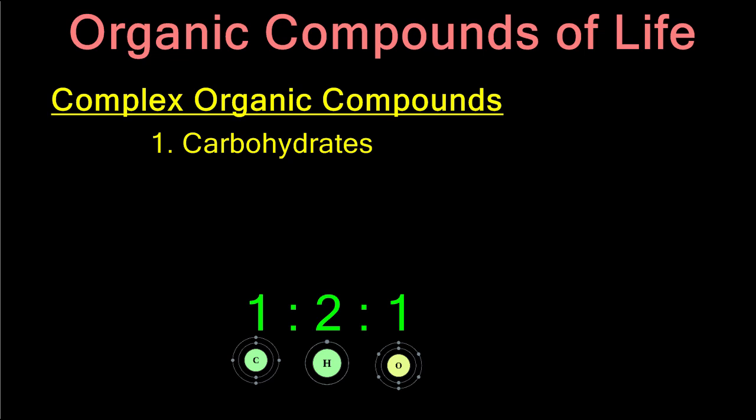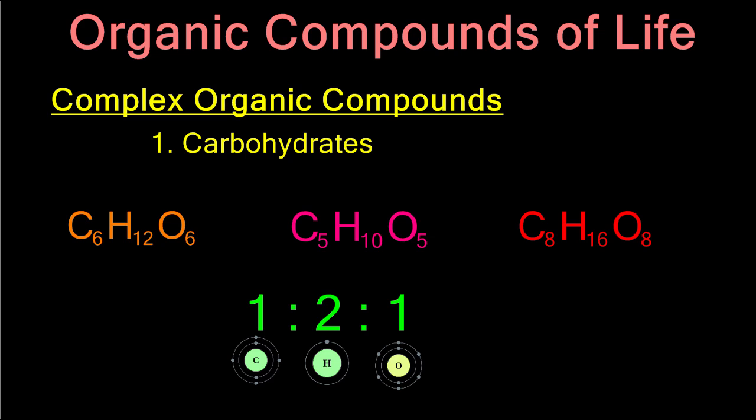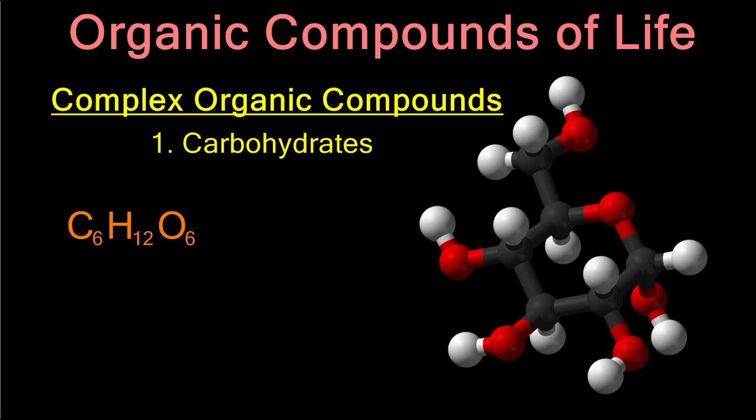Some examples of formulas for carbohydrates are C6H12O6, C5H10O5, and C8H16O8. These formulas all represent sugars. You can see that in each of these formulas, there are twice as many hydrogens as there are carbons or oxygen atoms. Sugars, like this glucose molecule, are the building blocks that make up carbohydrates.